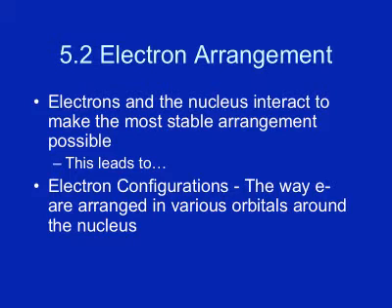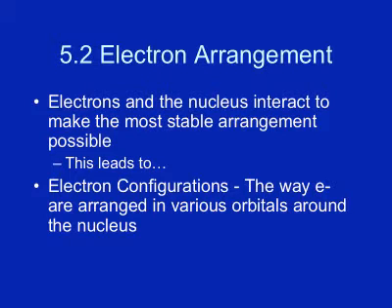Electrons and the nucleus interact to make the most stable arrangement possible. So elements want to be stable. Elements want to be unreactive. Elements want to stay all by themselves. So they try to arrange their electrons to create this idea of being stable. They're not all necessarily going to be stable, but they try to get as stable as they can humanly be.